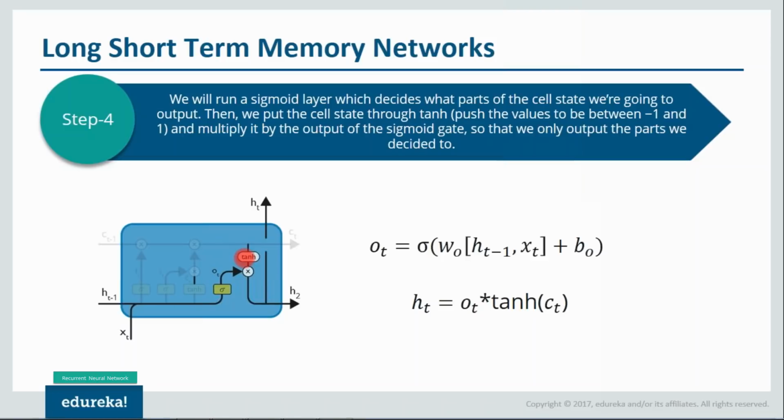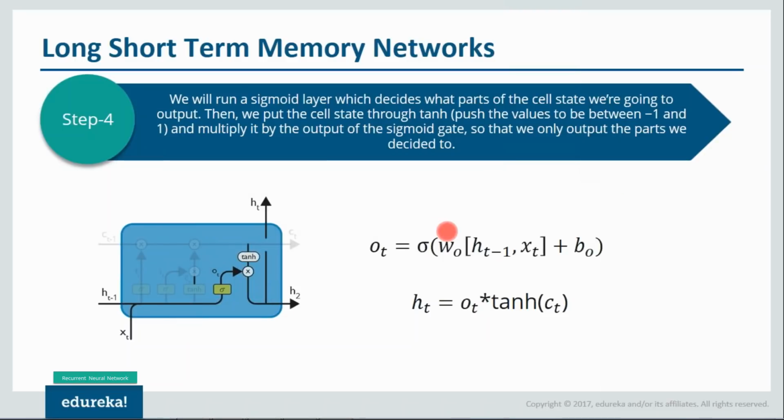And why do we do that? Just to push the values between -1 and 1. So after multiplying Ot, that is this value, and tanh(Ct), we'll get the output ht, which will be our new output, and that will only output the part that we decided to. Whatever we have decided in the previous steps, it will only output that value.